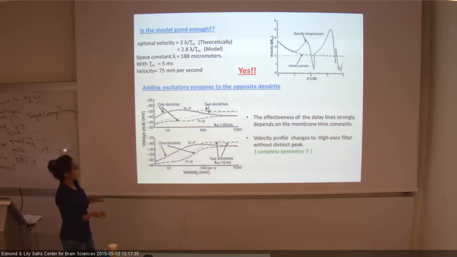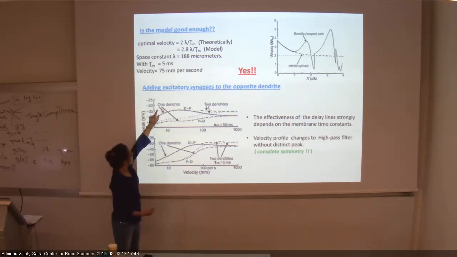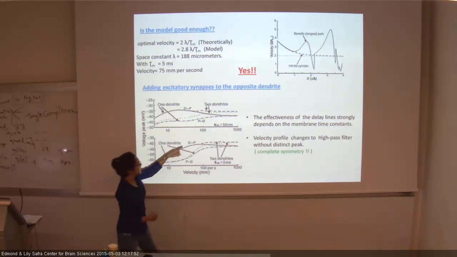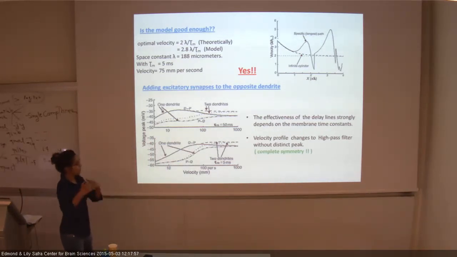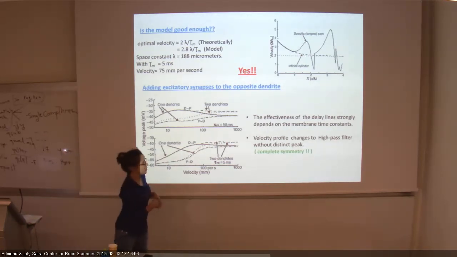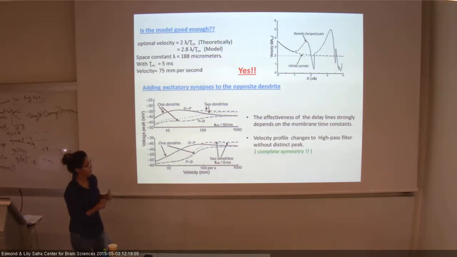Later on, they wanted to check what if they add some excitatory synapses on the opposite dendrite, not on the basal dendrite. These are the curves for one dendrite. That means all the synapses are on the one long basal dendrite, and these are the curves for two dendrites. That means 2000 synapses on the long dendrite and 600 synapses on the short opposite dendrite. And they found that the effectiveness of the delay lines strongly depends on the membrane time constant.